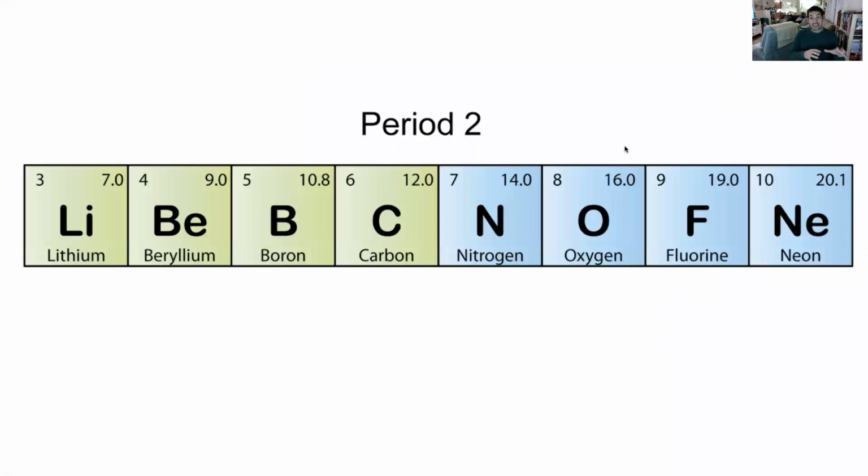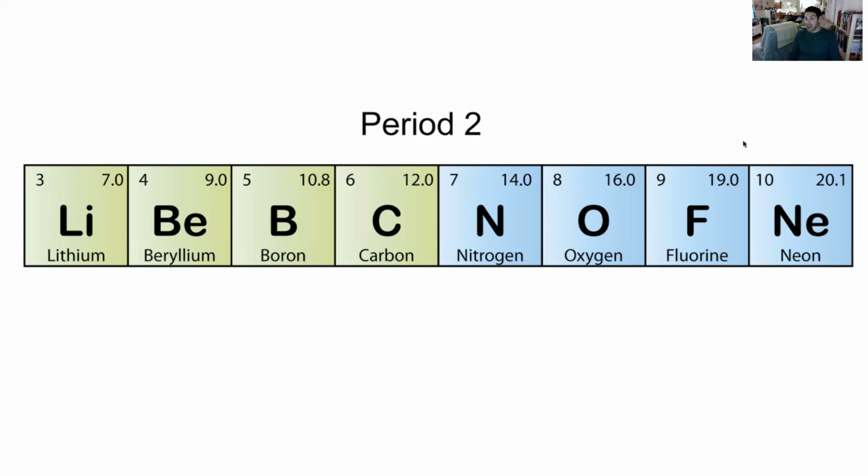But that is the duet rule. Only those two elements, they're the two elements that are in period 1 of the periodic table. As we look to period 2, lithium, beryllium, boron, carbon, nitrogen, oxygen, fluorine, and neon, here we are going to follow the octet rule. I want you to think of octet as 8. These are elements that typically want 8 valence electrons.